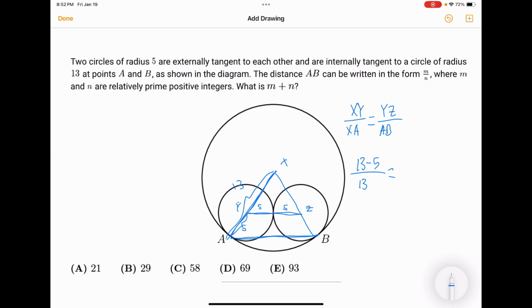And this would equal YZ. Well, this segment is 5 because that is the radius of the circle that is tangent at point A. And then this segment over here is also 5. So YZ would equal 5 plus 5. And then AB we don't know, and that is exactly what we are trying to figure out here. So let's just simplify this.